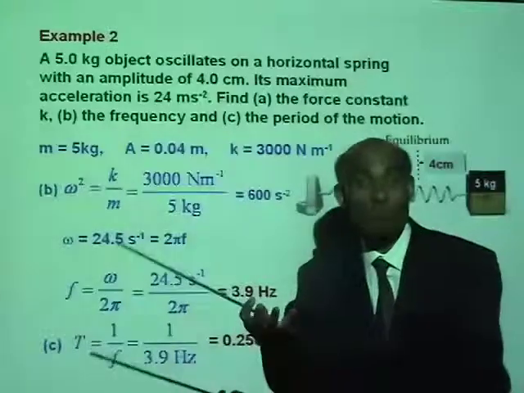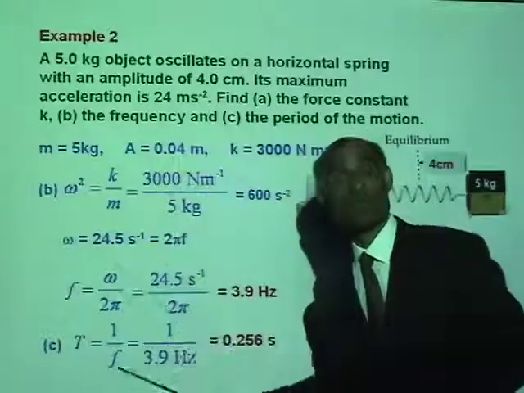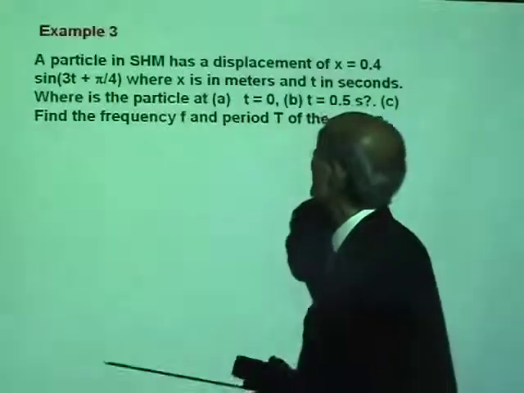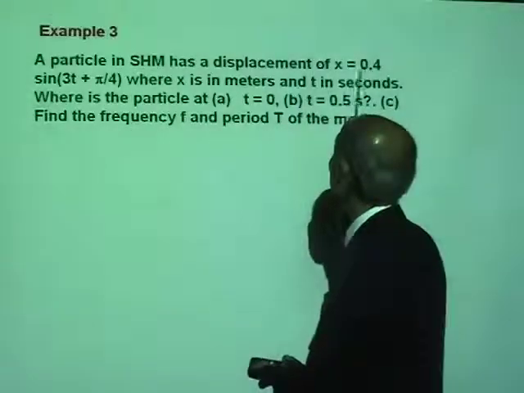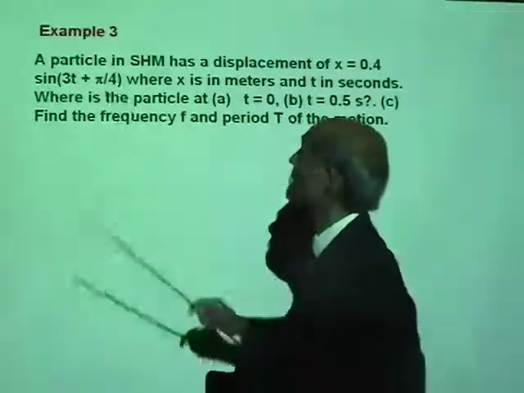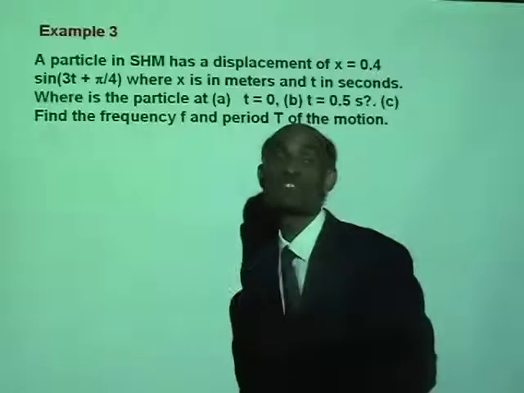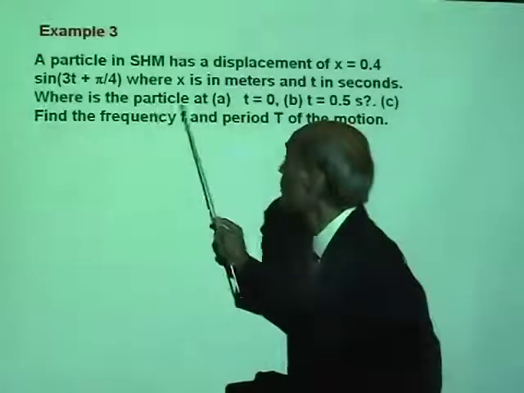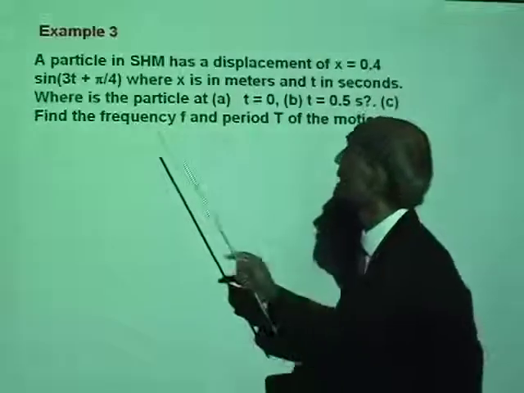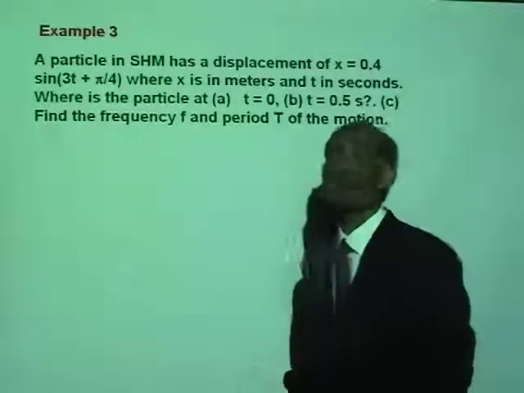Alright? These are very basic problems, and as long as you know all the basic formulae, you can work them out. Another one, example 3. A particle in simple harmonic motion has the displacement x equal to 0.4 sine (3t plus pi by 4), where x is in meters and t is in seconds. Where is the particle at t equal to 0? At t equal to 0.5? Find the frequency f and the period T of motion.